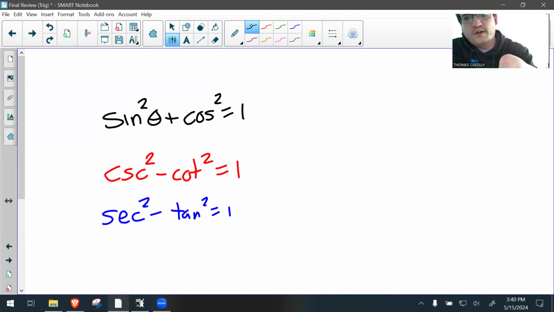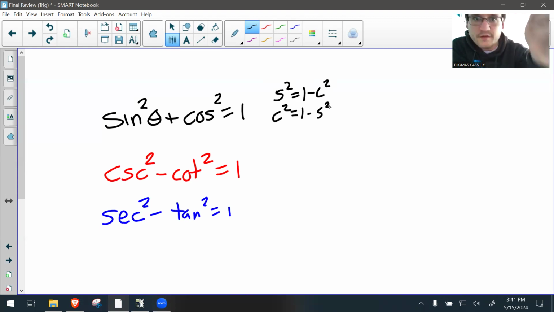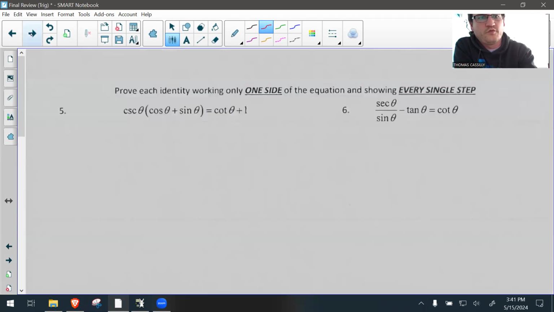So with that in mind, we could say sine squared is equal to 1 minus cosine squared, or we could say cosine squared equals 1 minus sine squared, and so on and so forth. Similarly with cosecant, cosecant squared is 1 plus cotangent squared, and then secant squared is equal to 1 plus tangent squared. Those are going to be some that you need to, I don't want to say memorize, but at least be aware of when we prove these things.